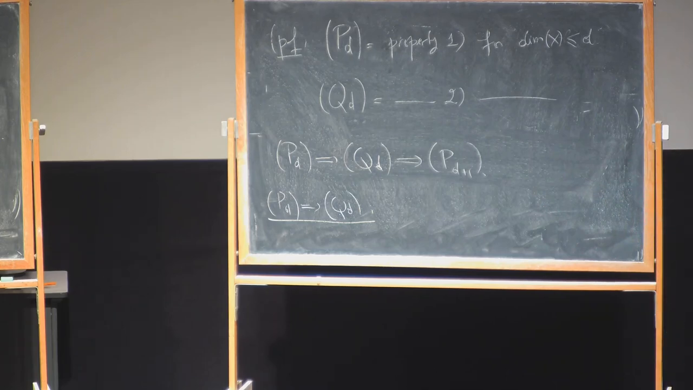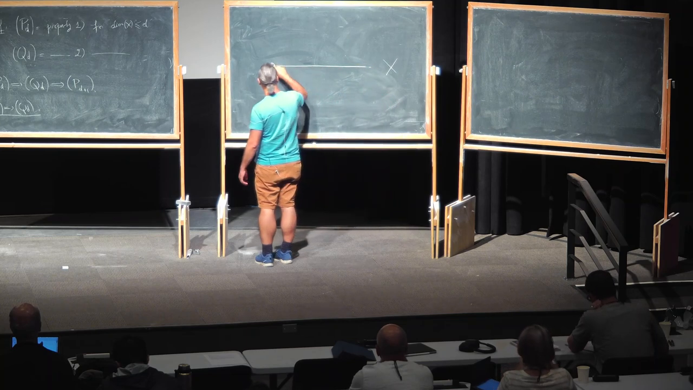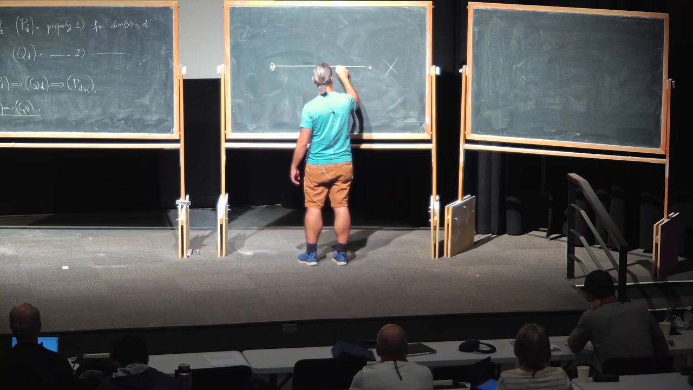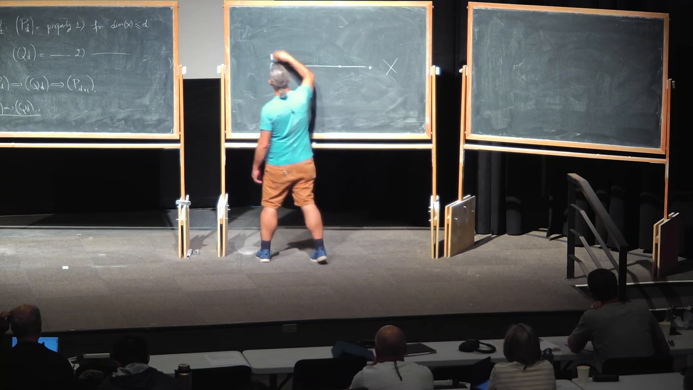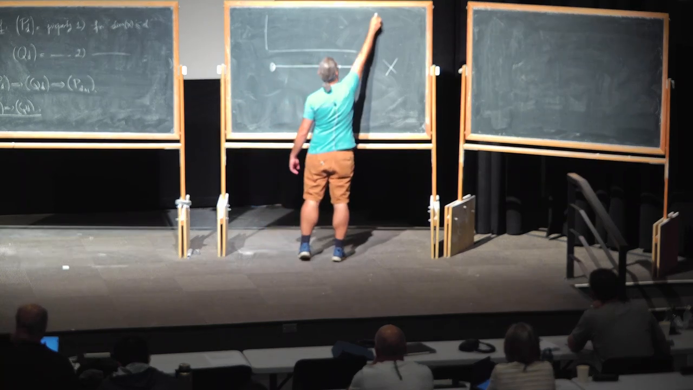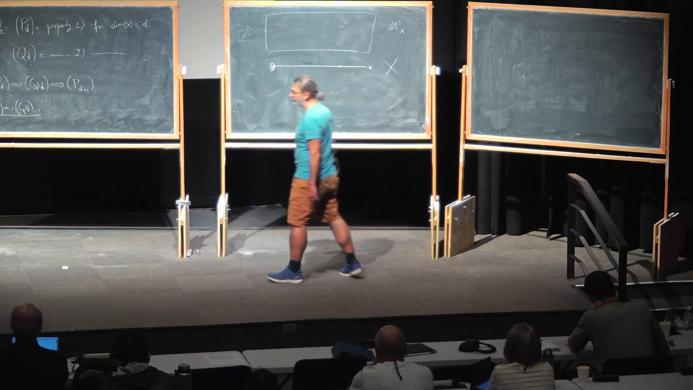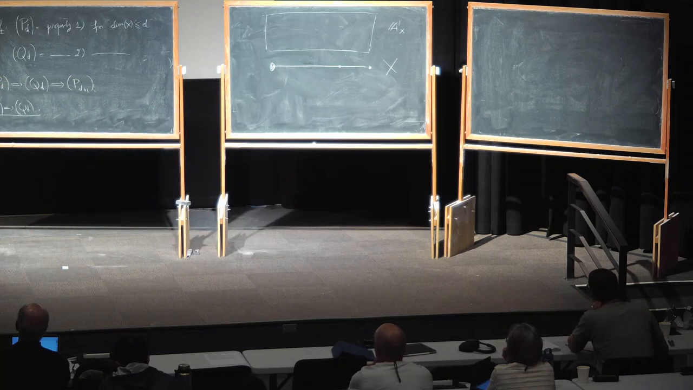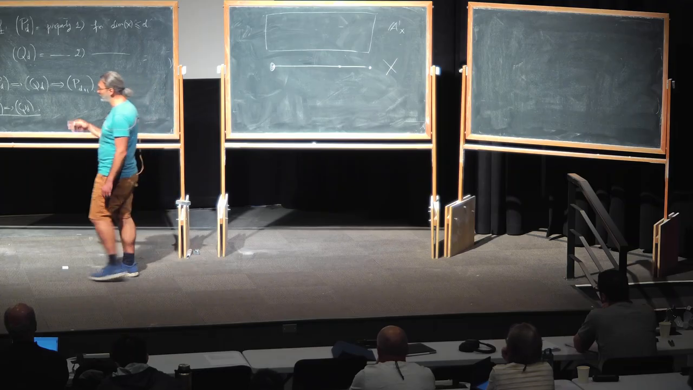So maybe I draw a picture. I think it would be better to draw a picture. What do we have? We have this local scheme X. It has a generic point here, it has a closed point, and some points somewhere. And over this we have the affine line. I'm interested in showing that the Cousin complex has no cohomology in degree i, for i between 1 and n.